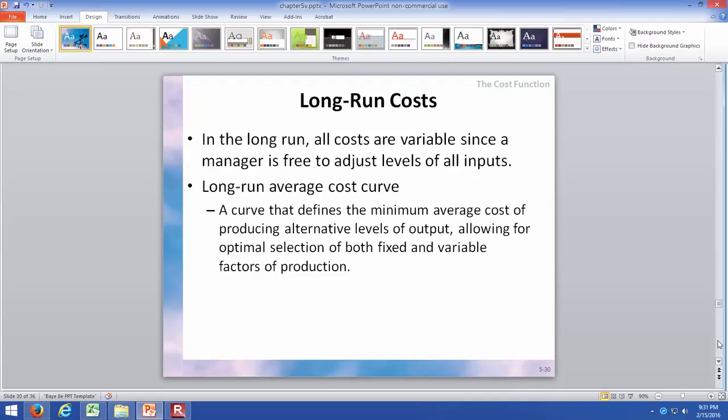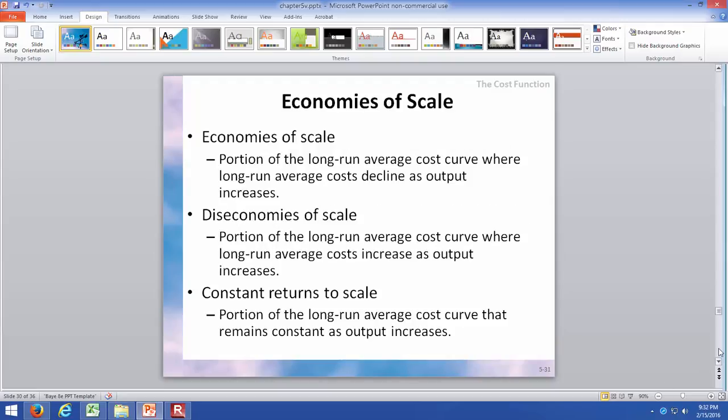Now long run cost. In the long run, all costs are variable since a manager is free to adjust the level of all inputs. Now what is a long run average cost curve? A curve that defines the minimum average cost of producing alternate levels of output, allowing for optimal selection of both fixed and variable factors of production.